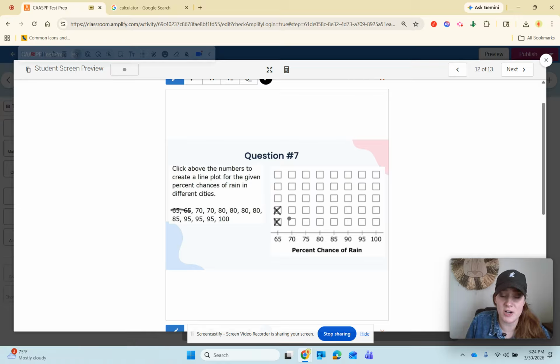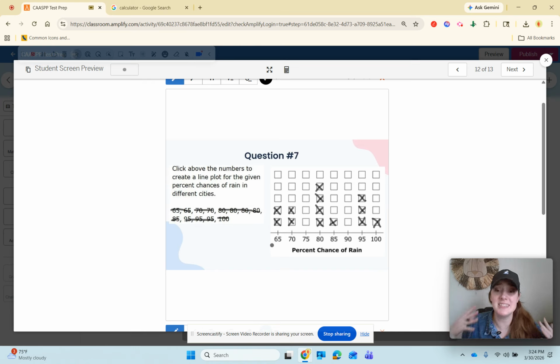For 70, there are two 70s, 1, 2. There are 1, 2, 3, 4 80s. So 1, 2, 3, 4 80s. One 85. 1, 2, 3 95s. 1, 2, 3, and one 100. These are all percent chances of rain in different cities, and that's it. That's what we would submit.